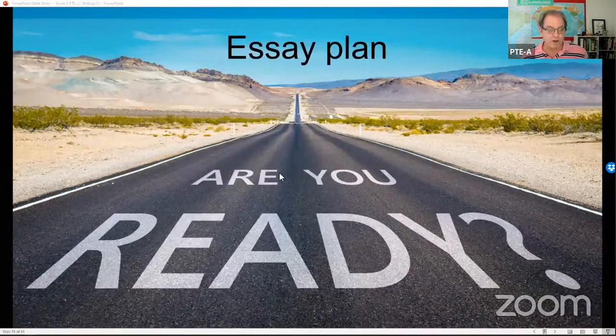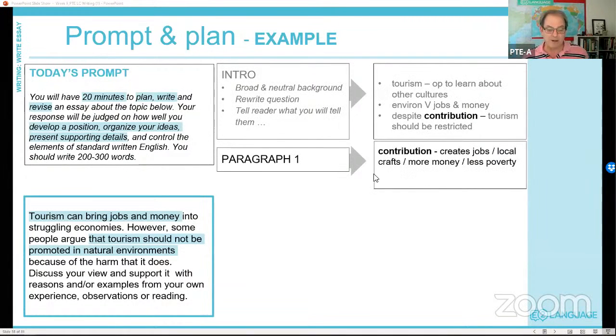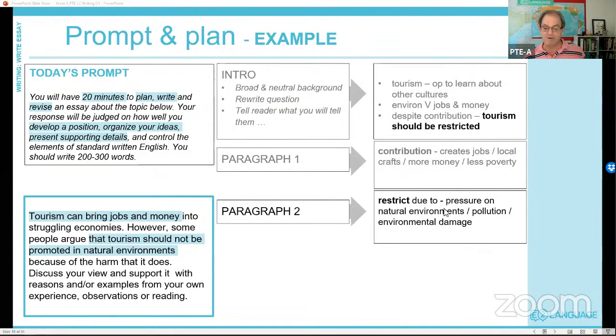How are we going to do this? Well, you're going to start to jot down your main ideas and plan. So your main ideas for paragraph 1 would be that a contribution creates jobs, local crafts, more money, less poverty if tourists bring money to an area. However, maybe we need to control that because there's pressure on the natural environment, pollution, environmental damage caused by too many people going to a specific area.